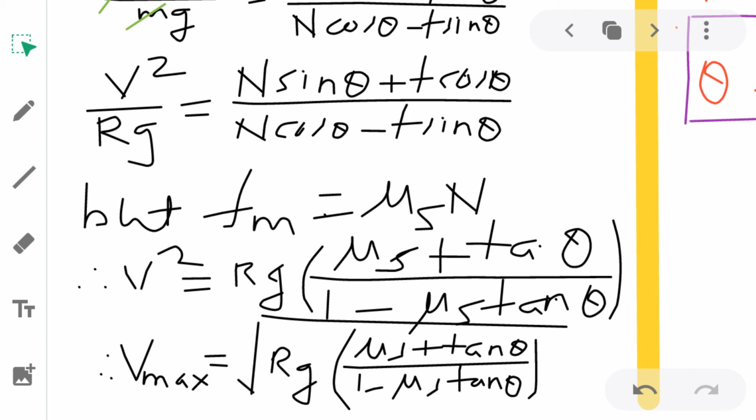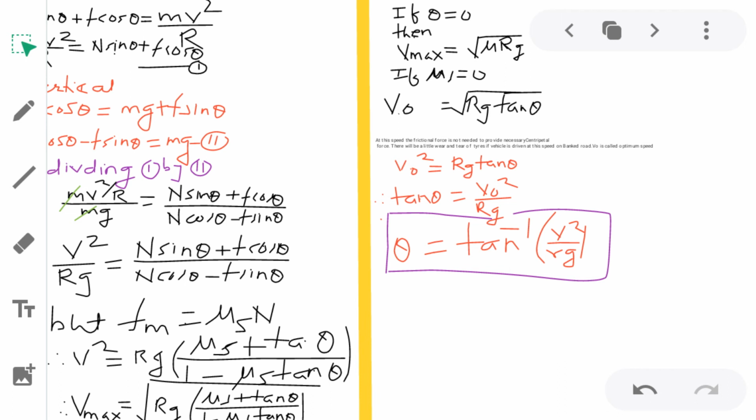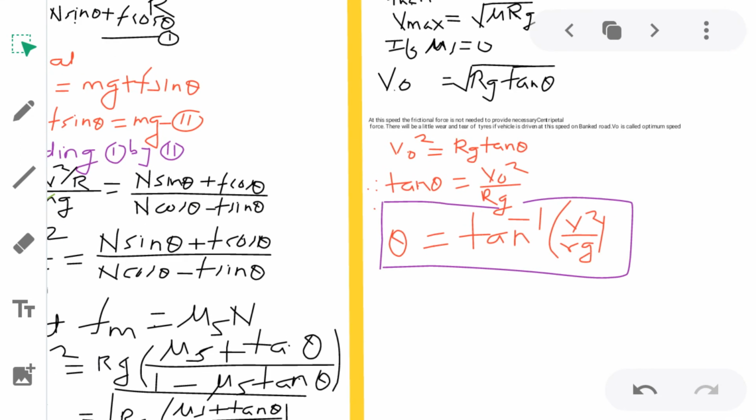V max is equal to under root rg into (mu s plus tan theta) upon (1 minus mu s tan theta). If theta is 0, then tan theta is 0, and v max becomes under root rg into mu s upon 1 minus mu s, okay, that is mu rg. If mu s is 0, then it is rg tan theta.